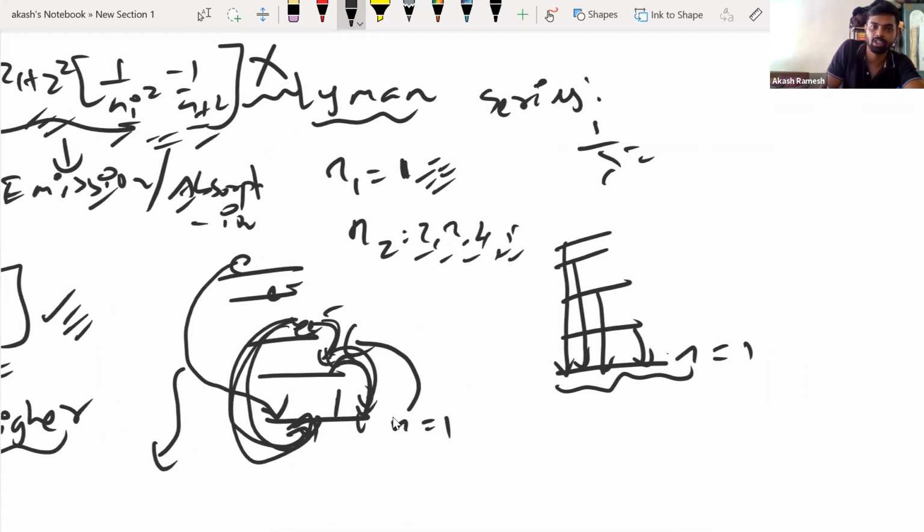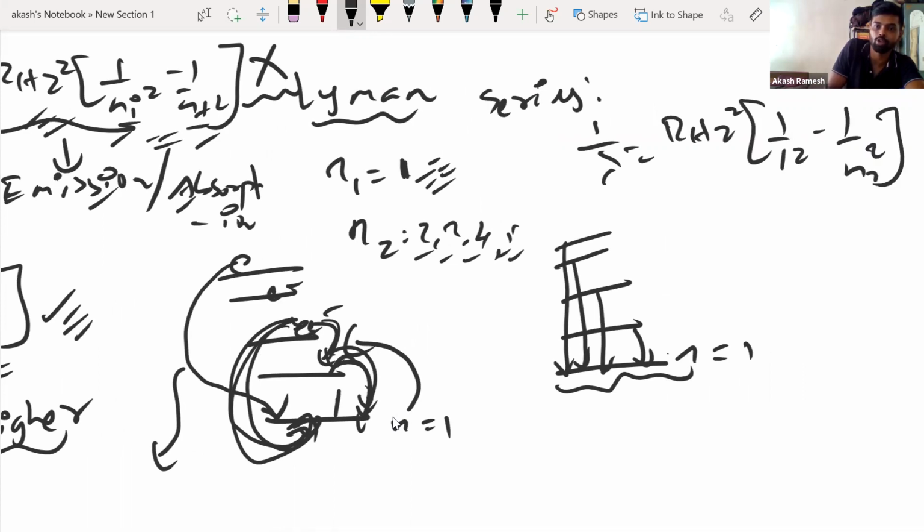1 by lambda is equal to RH Z squared into 1 by 1 squared minus 1 by n2 squared. N1 is equal to 1, N2 is anything other than 1, starting with 2. It can be anything. Okay, right.